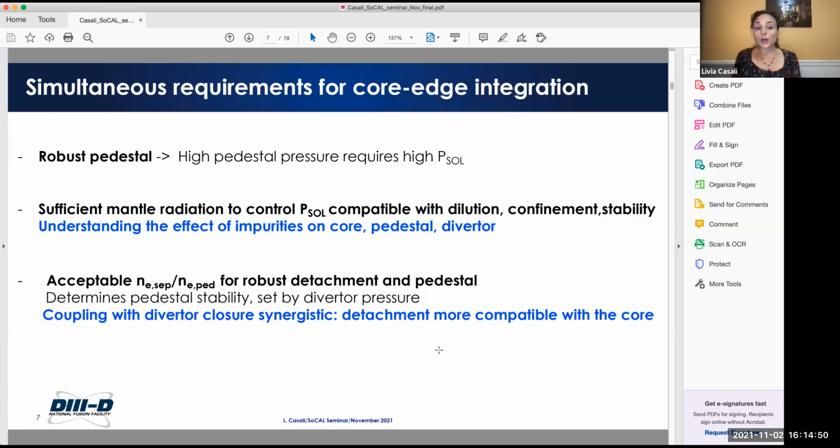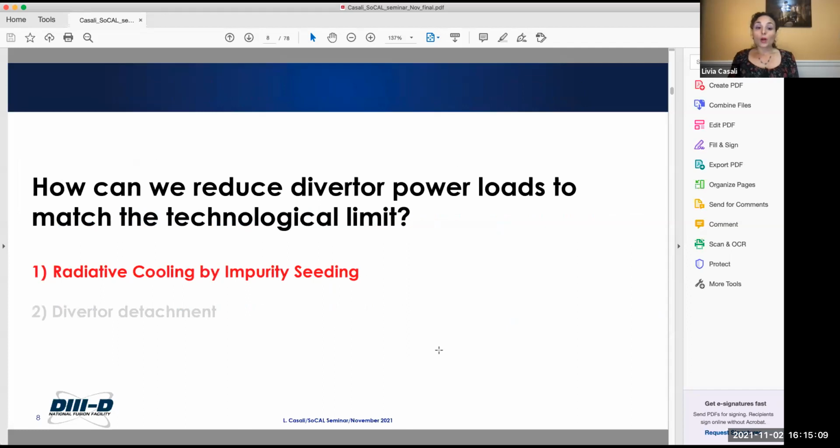In this way, coupling with the divertor closure is synergistic because, as I'm going to show in the next slide, detachment in a closed divertor is more compatible with the core needs. So this is the main question we are going to try to address through the talk.